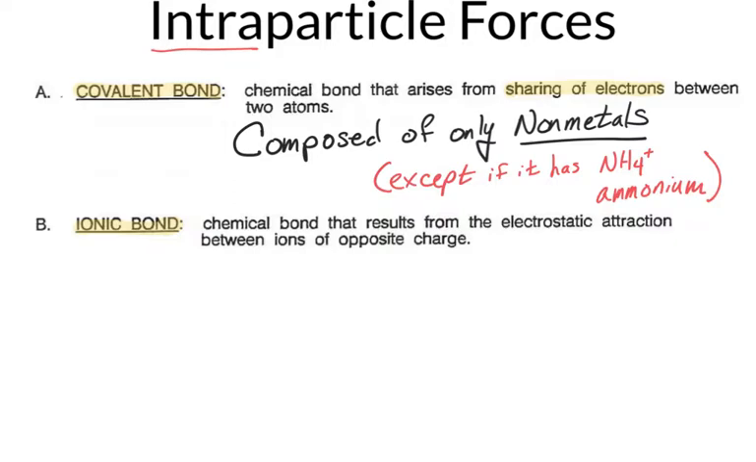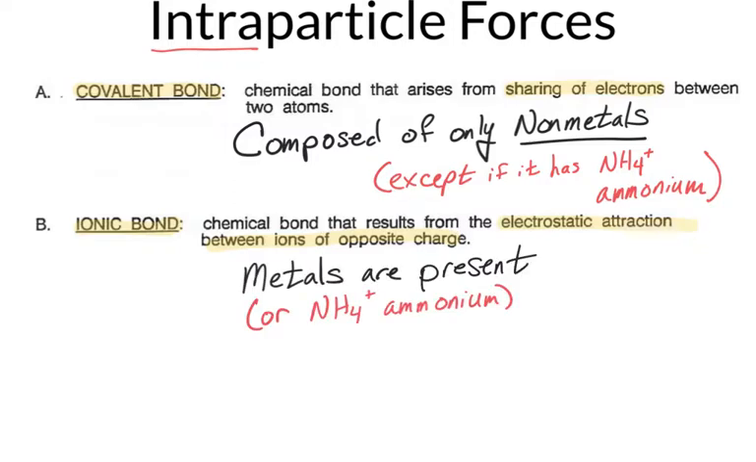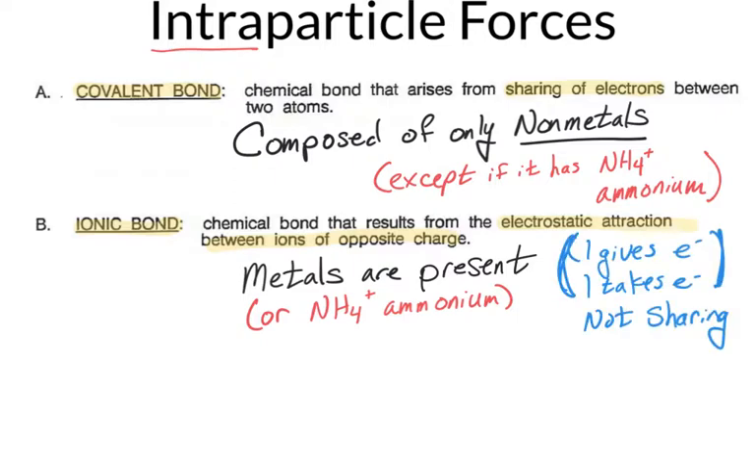Now, an ionic bond is a chemical bond that results from an electronic attraction between ions of opposite charge. So these are charged species. They are ions that are present. Those ions are made of a metal and a nonmetal, or a metal and a group of nonmetals known as our polyatomic ions, or possibly the one positively charged polyatomic ion that we have, and joining that with a nonmetal ion or another polyatomic anion. So again, these are the only 2 intraparticle forces that we're going to consider in this course. And you should already be able to identify one from the other.